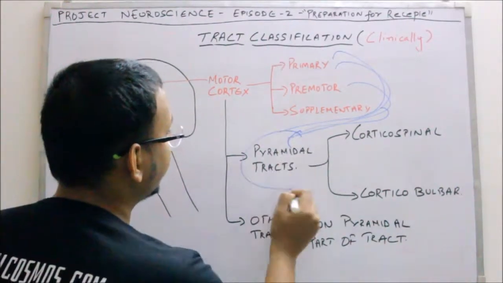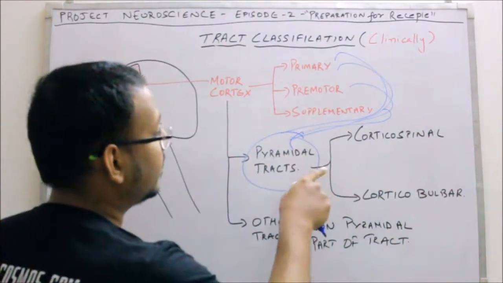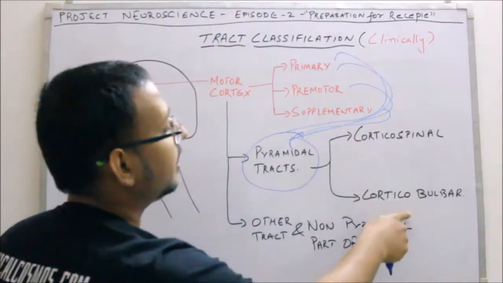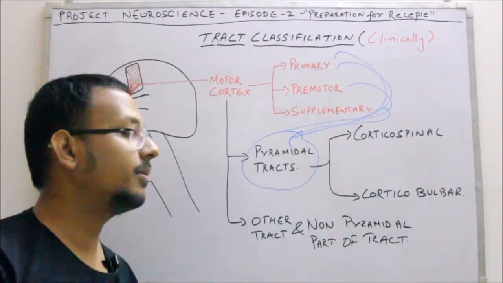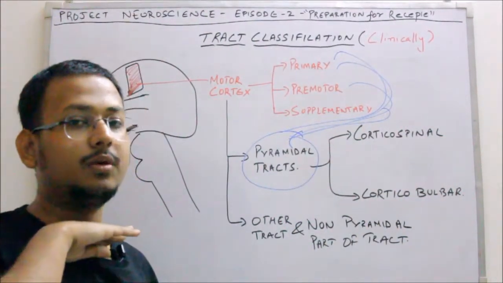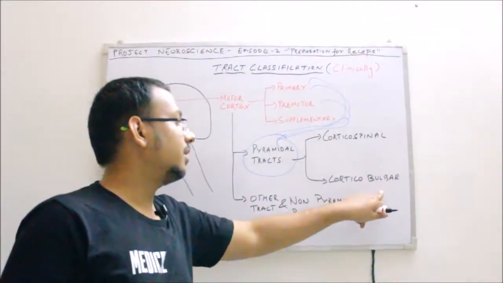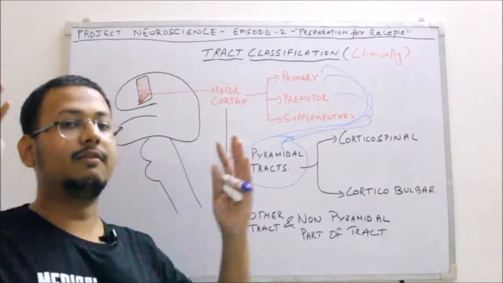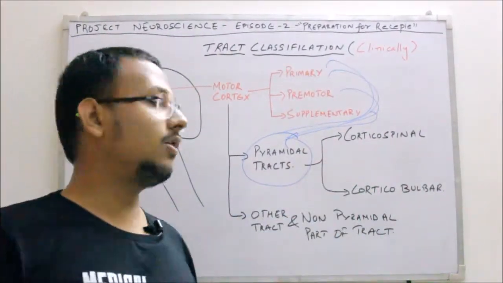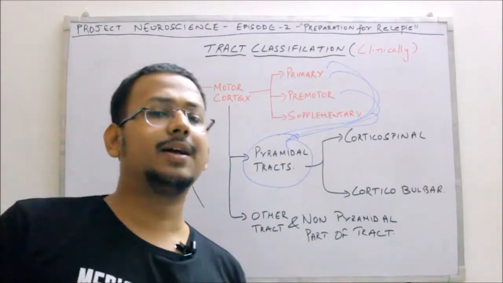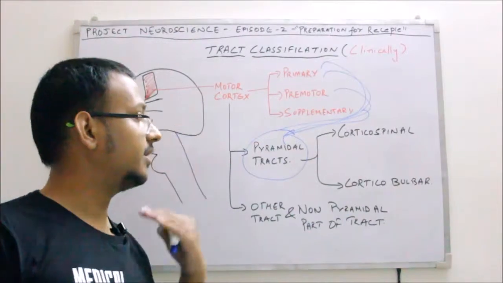Now the pyramidal tracts, as I have already told you about this configuration, are divided into the corticospinal and the corticobulbar tracts. The basic difference is this: remember that corticobulbar is up to here, and the rest is corticospinal. Corticobulbar controls the head, face, and neck musculature, and the corticospinal innervates the axial, distal, and other skeletal muscles of your body, excluding this area.